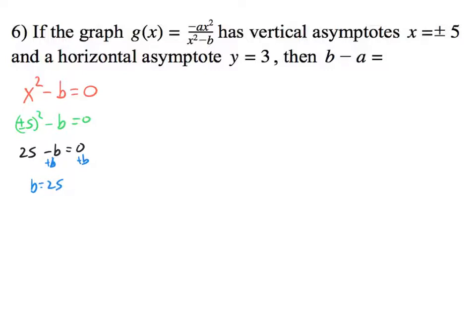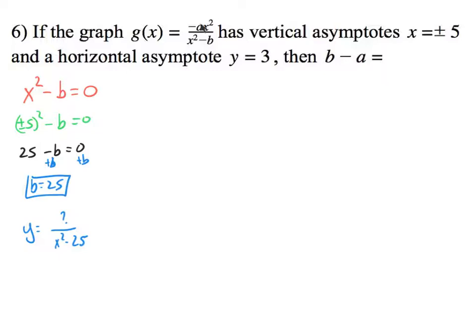So if you have the equation y equals something over x squared minus 25, won't the denominator make positive and negative 5 the vertical asymptotes for this one? And if we plug in positive and negative 5 up here, we'll get a non-zero on top, as long as a is not 0. So we know we have b so far. b, again, is 25.